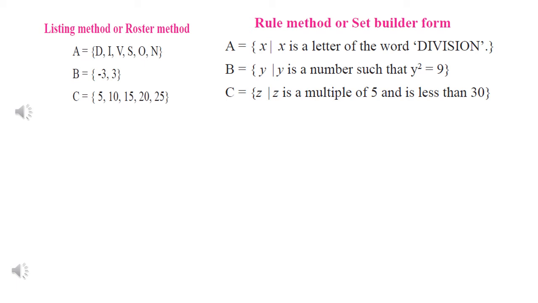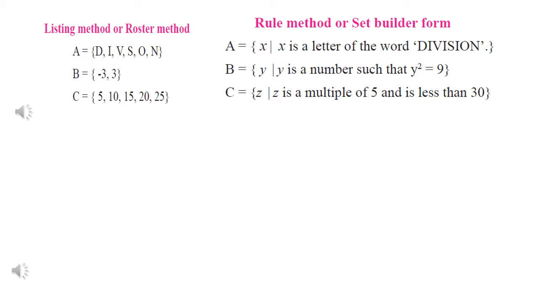Now you might be thinking, why have I written y over here and x in the above question? Here you can assume any alphabet when you're writing in set builder form, but make sure it is written in small letters, not in capitals. Capitals are only used in the roster method or the listing method.